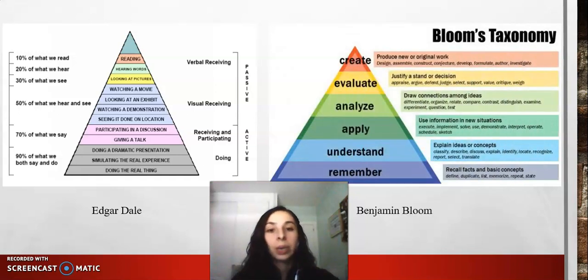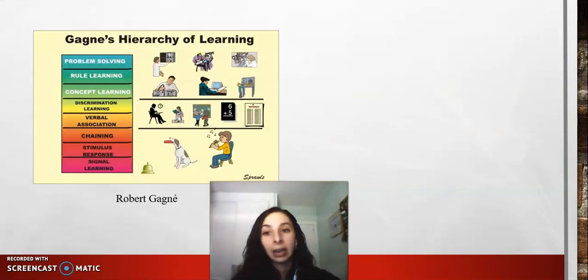Well, last year we learned about Bloom's taxonomy, and I always try to use it when I'm preparing my material, because I think it's a good way to start from the bottom and to go little by little to higher learning. That is what Robert Gagne proposed.